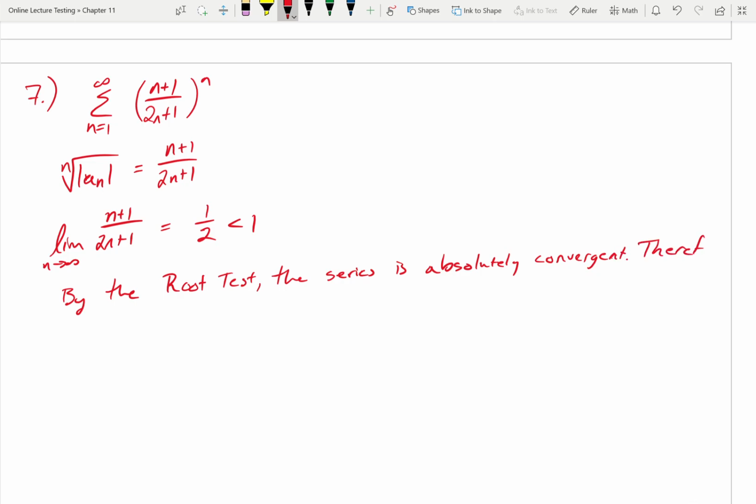Therefore, the series converges. Again, we did this really quickly. However, this is the approach.